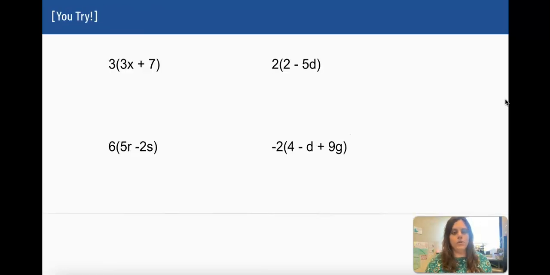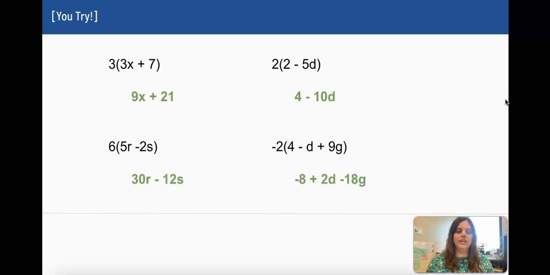Here are 4 examples for you to give a try. Pause the video once you've done all 4 problems, then come back and play to see if you were right. So here we are distributing each of those things in. When we distribute, we get these final answers: 9x plus 21, 4 minus 10d, 30r minus 12s, and negative 8 plus 2d minus 18g.